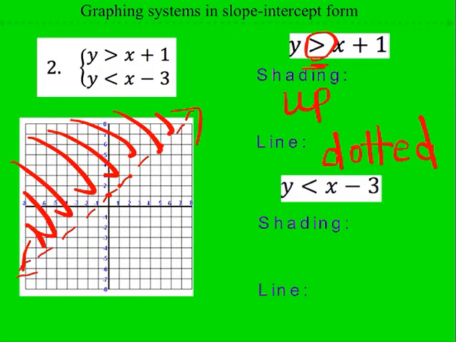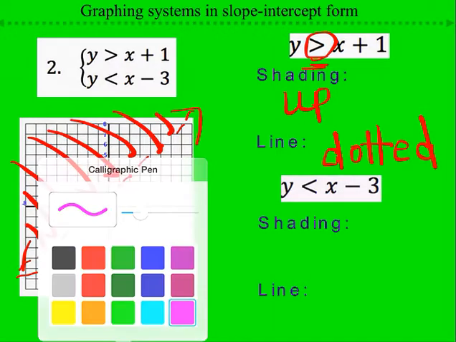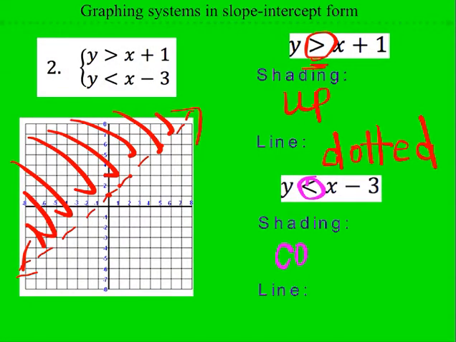Now let's take a look at this next one. I'm going to change the colors. First of all, it's facing away from the y, so we're going to shade down. If it'll let me write a D, there we go. And then there's no line underneath, so that means my line is going to be dotted. We're crossing the y-axis at negative 3, and then my slope is 1, which is the same as up 1 over 1. So I'm going to do that, up 1 over 1, up 1 over 1. Let's make this a dotted line.